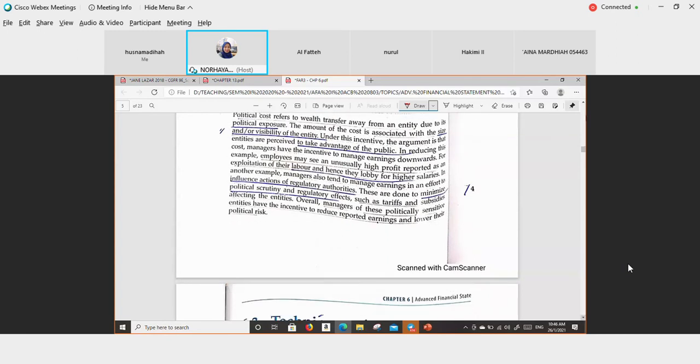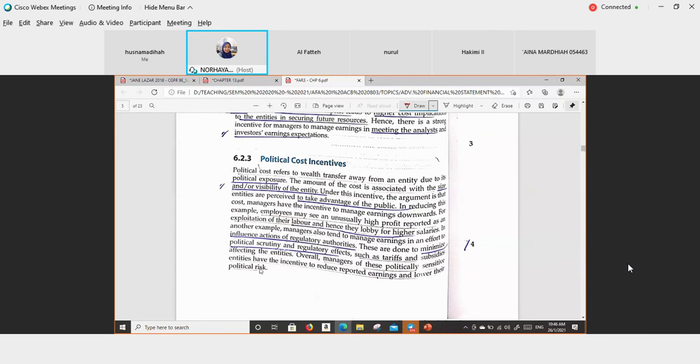Itu saya bagi you basic understanding. And political cost, this one terbalik sikit. Political cost incentive, managers are encouraged to manage the earnings to make them look lower. Kalau yang tadi market punya incentive dan contractual incentive, dia manage the earnings to make it higher, right? But political cost incentive, managers are encouraged to show the earnings lower in order to avoid the political cost. Political cost refers to wealth transfer away from the entity due to its political exposure.